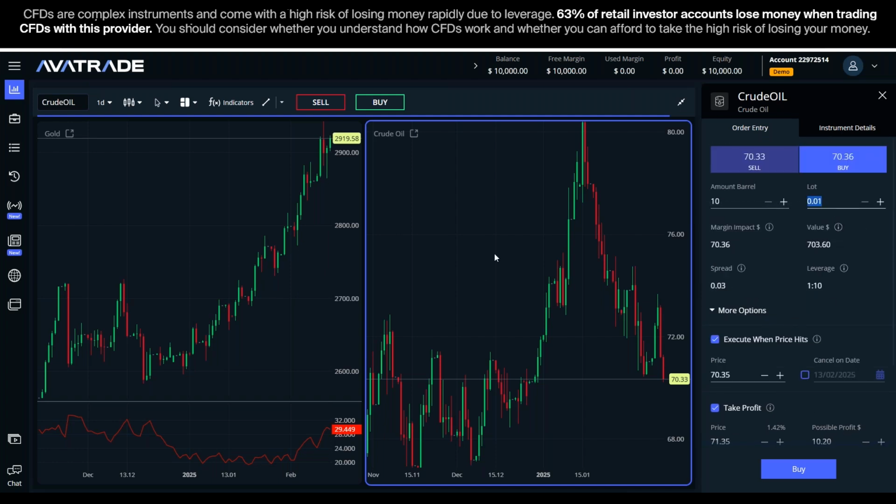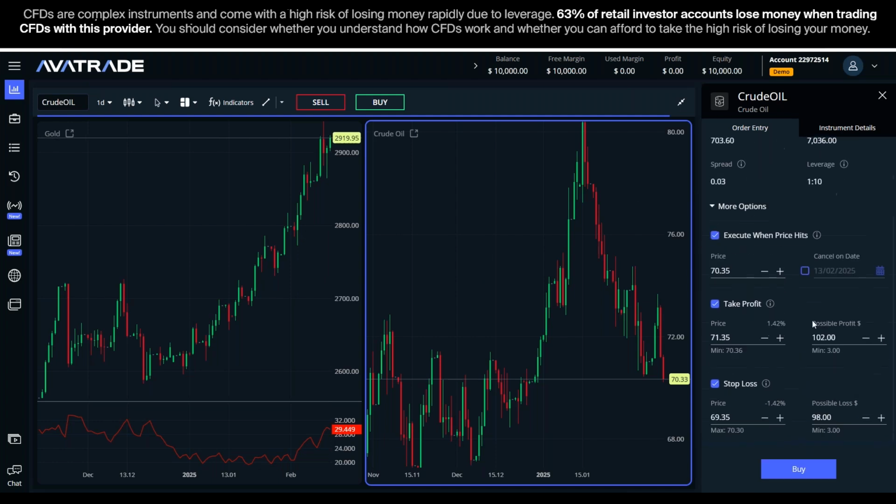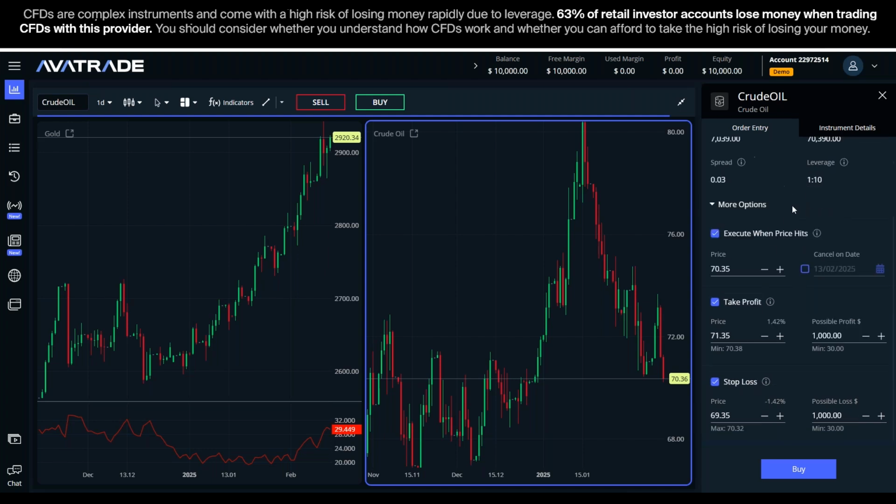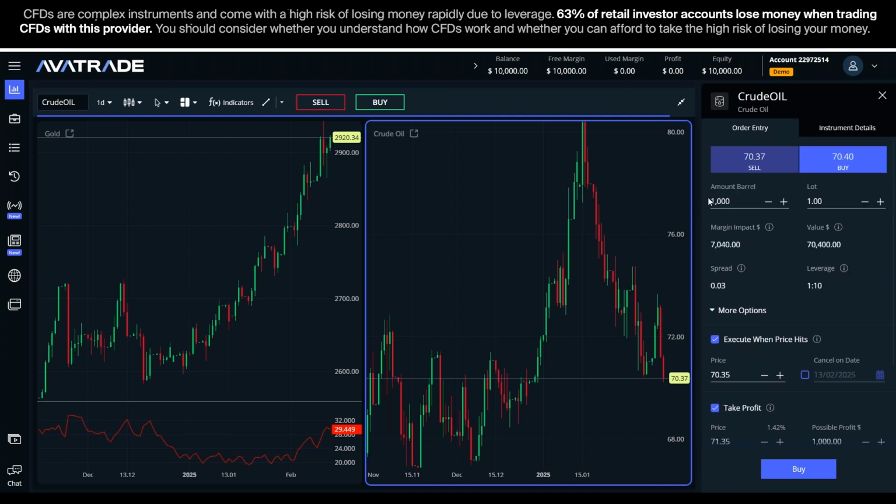And if I go with 0.1, each dollar will be worth 100. Okay, don't be confused by that number. It's 0.1, but the lot size here is generally 1,000. So one lot is 1,000, right? That means also that we can make or lose 1,000. We are based on the amount of barrels, of units.